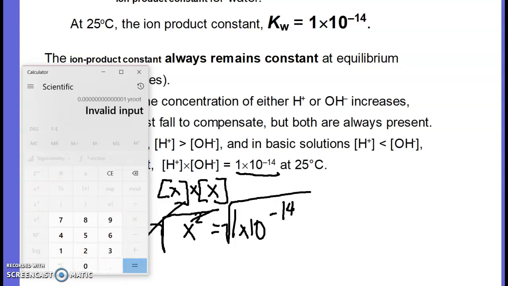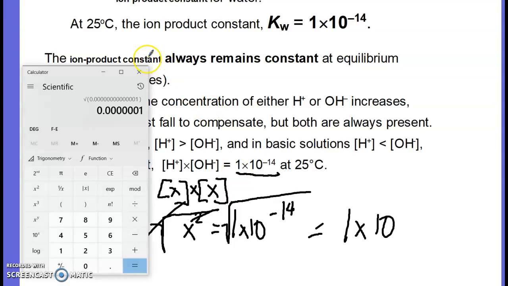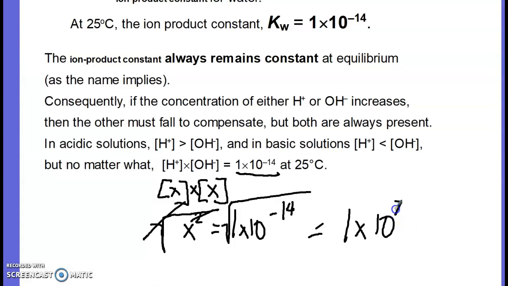let's see here. So take 1 times 10 to the negative 14. If I take the square root of that, I get 1 times 10 to the negative 1, 2, 3, 4, 5, 6, 7. Negative 7. Okay, that's the concentration of hydroxide and hydronium.